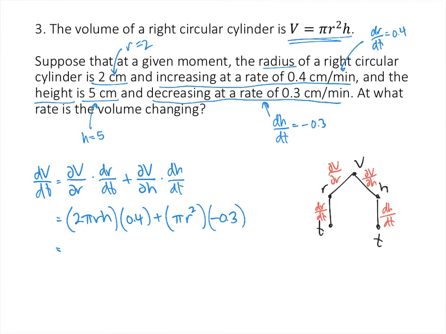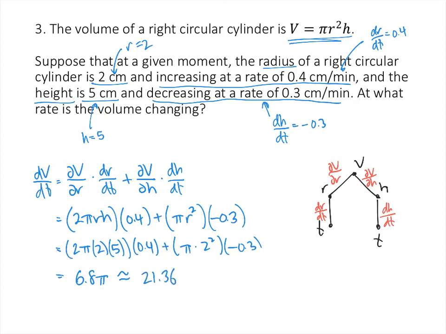Now we're going to plug in the values they give us. So they told us r is 2 and h is 5, so that gives us 2 pi times r, which is 2, times h, which is 5, times 0.4, plus pi times r, which is 2, multiplied by negative 0.3. And that's going to give us 6.8 pi, which is approximately equal to 21.36, and this would be cubic centimeters per minute.